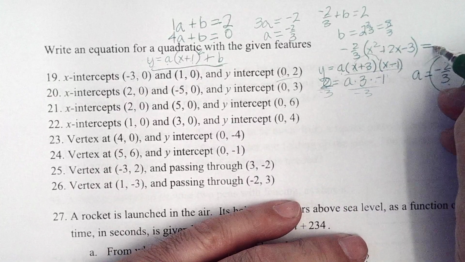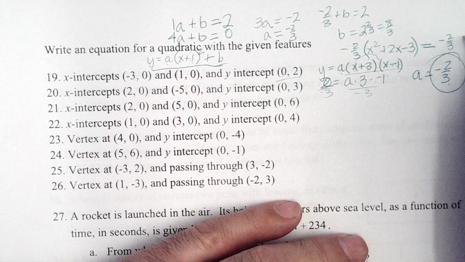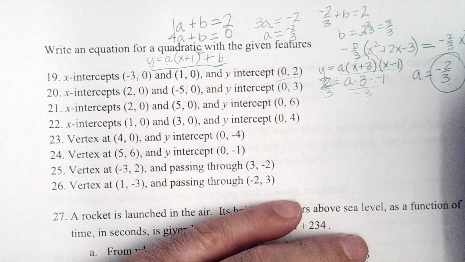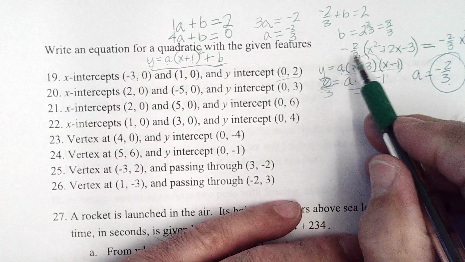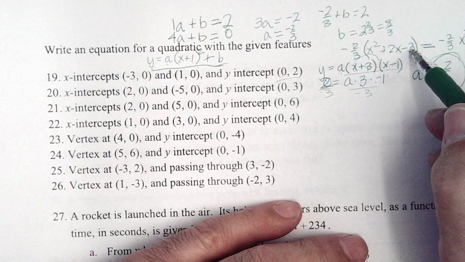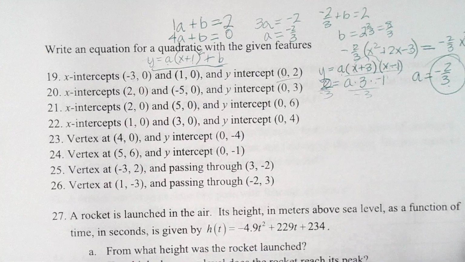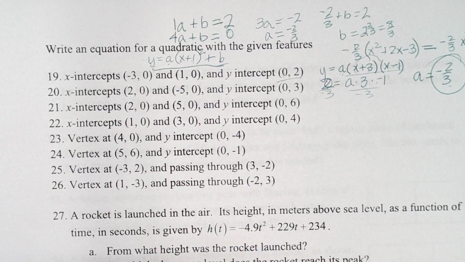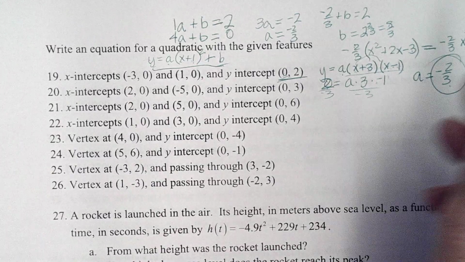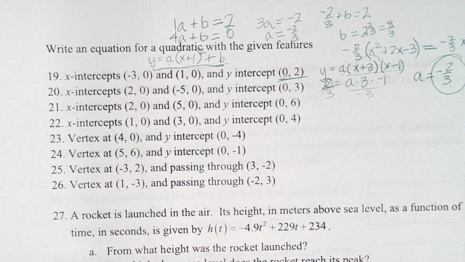And so in general form, the equation would be minus 2 thirds x squared minus 4 thirds x, because minus 2 thirds times 2 is minus 4 thirds. And then minus 2 thirds times a minus 3 is plus 2. That has a y-intercept of 2, which is what it's supposed to. If I complete the square on this, I could get it to look like this form. So there's lots of ways to go for it.